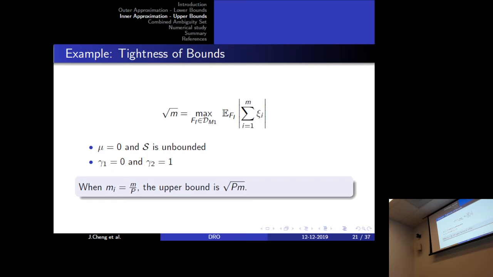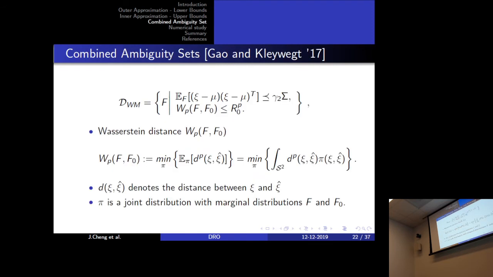One is how to get an R bound? We did it, right? The second part is, could we extend to a more general ambiguity set? The answer is yes, we consider this combined ambiguity set. Do you remember why at the beginning we said there are two popular ambiguity sets? One is moment based, the second type is metric based.